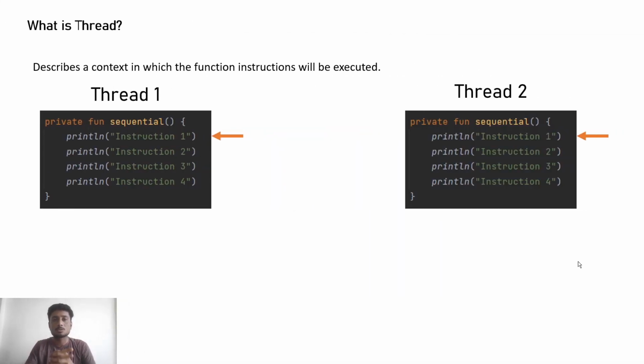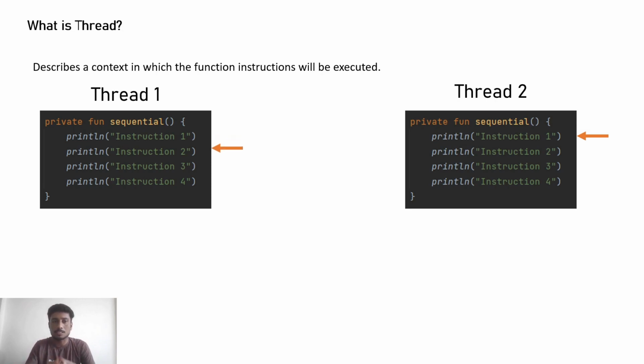Before moving directly towards coroutines, we should first understand what a thread is. So basically, we can say a thread is a lightweight process. When one process gets some work, the work is divided into different threads, and the thread defines the context in which the following instructions will be executed. Let's say we have two threads, thread 1 and thread 2, and both are working on the same function.